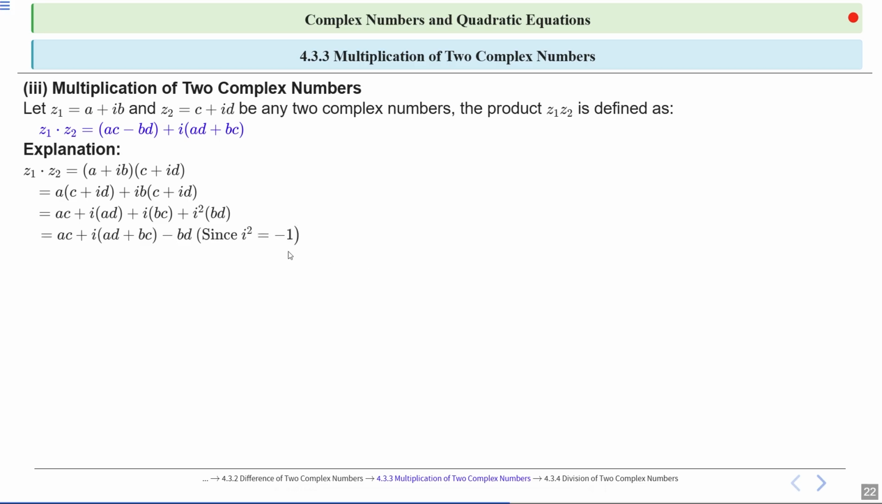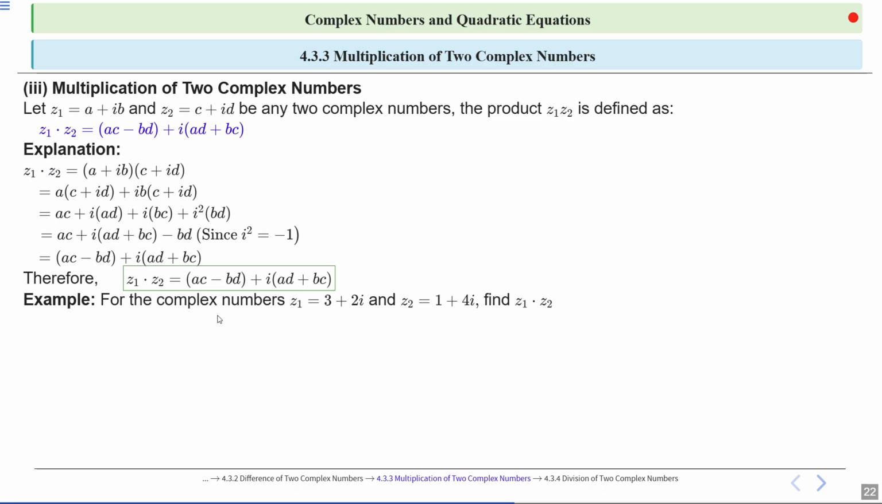Remember that iota square equals minus 1. So iota square times bd is minus bd. So now let's group the real and imaginary parts. So z1 times z2 equals ac plus iota times ad plus bc minus bd. This is equal to ac minus bd plus iota times ad plus bc. Therefore, z1 multiplied with z2 equals ac minus bd plus iota times ad plus bc.